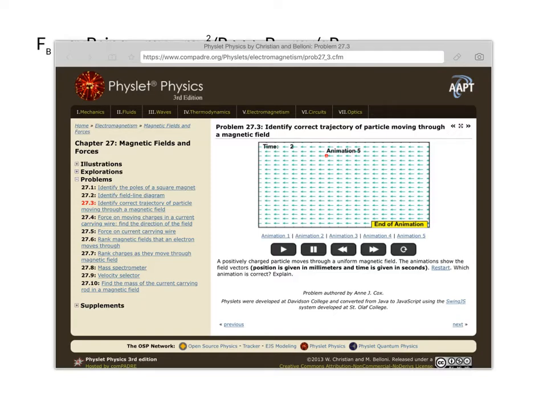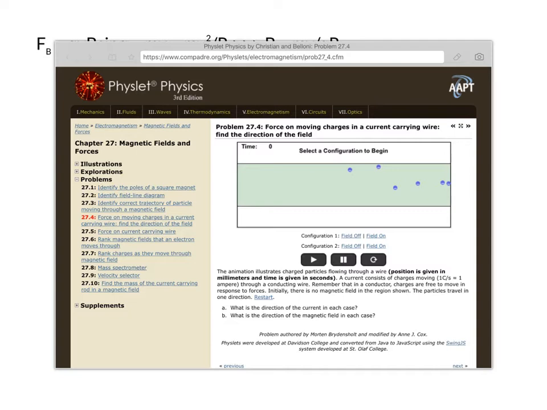Okay, let's go on to the next one. All right, this one's pretty easy. I don't need to spend much time on it, but there's a configuration 1 and 2 with the field off. So if I press field off and play it, you see the charges, negative charges, move through that way. If I press field on and play it, the negative charges do that. So obviously there's a force on them that forces them up to the top of the wire.